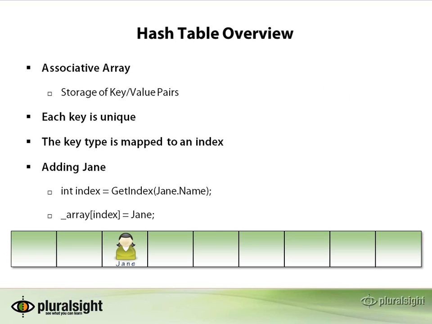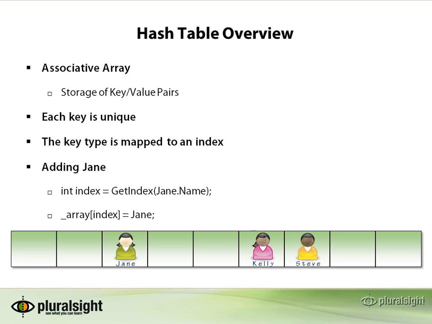Now we can repeat this process for other names. Kelly would get stored somewhere else, and Steve in yet another location. So what we've seen here is that we're able to add these objects that are people objects into an array based on their name as the key.